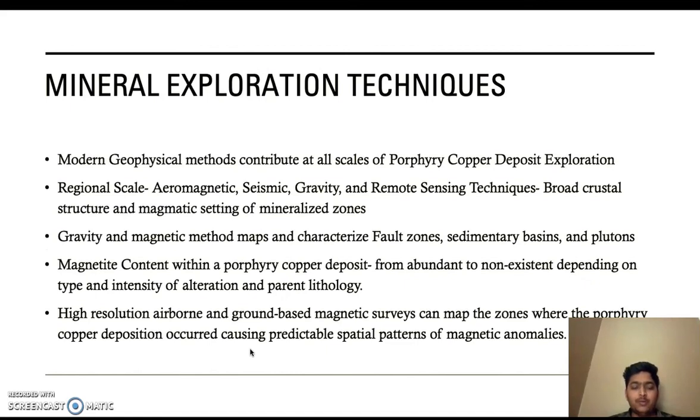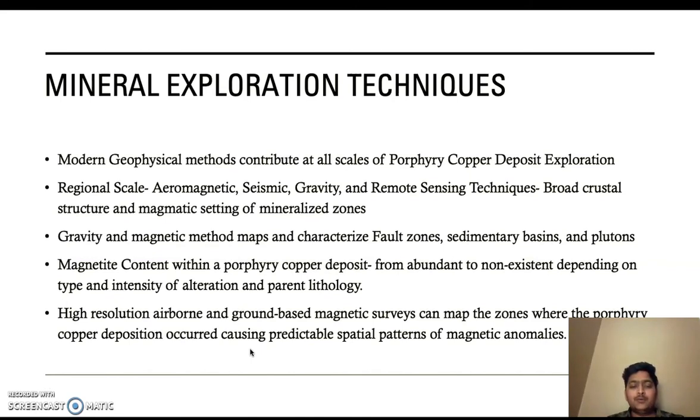If we talk about mineral exploration techniques, for exploration of porphyry copper deposits, modern geophysical methods are useful in most of the cases. Techniques like aeromagnetic, seismic, gravity, and remote sensing aid in getting information on broad crustal structure and magmatic setting of mineralized zones.